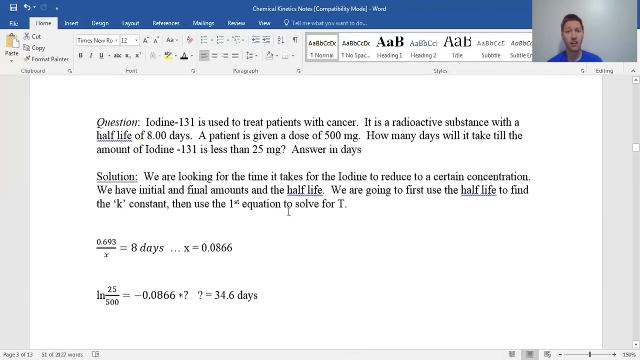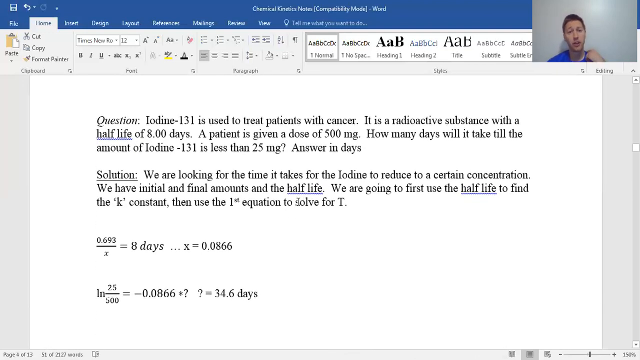Another question. Iodine 131, used to treat patients with cancer, has a half-life of approximately 8 days. We give the patient a dose. How long will it take to be less than 25 milligrams?